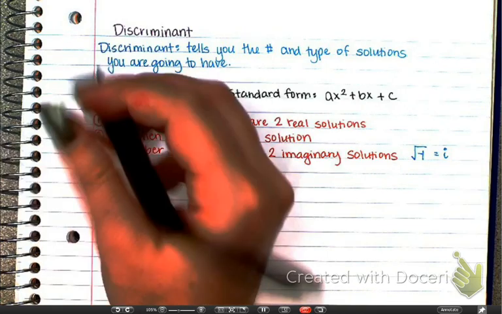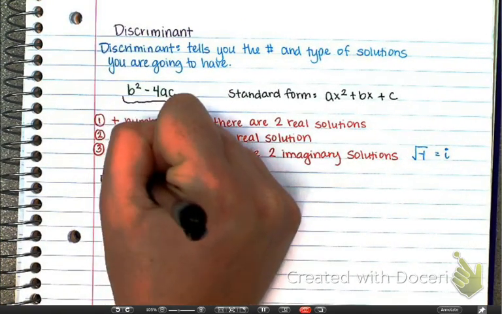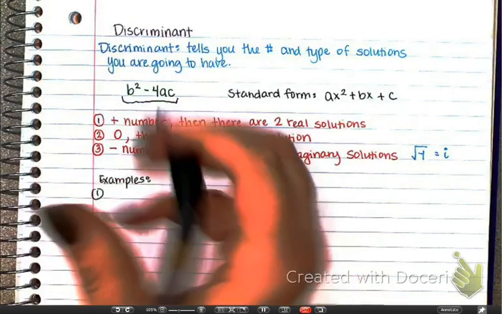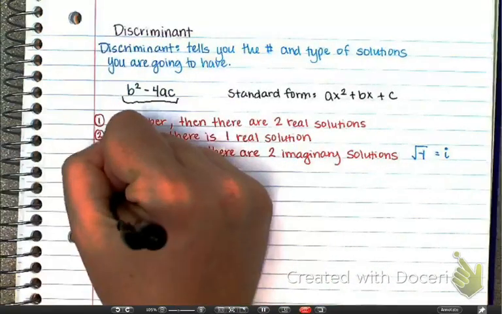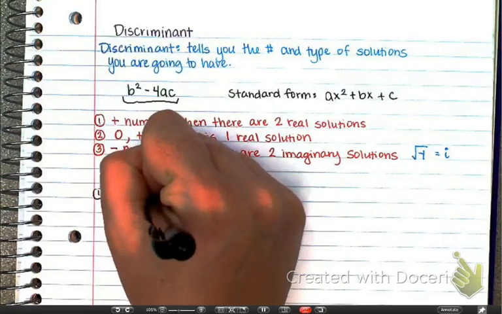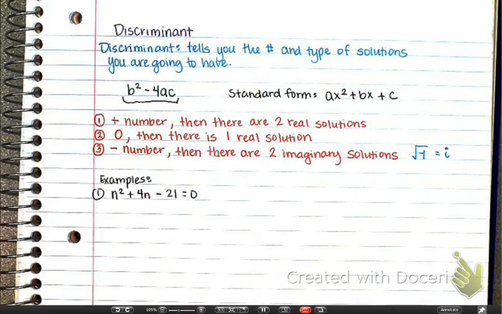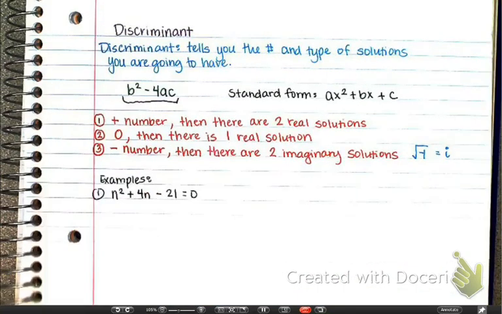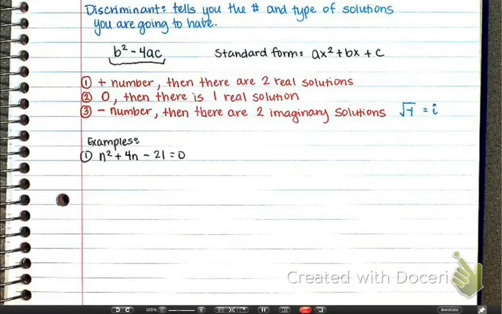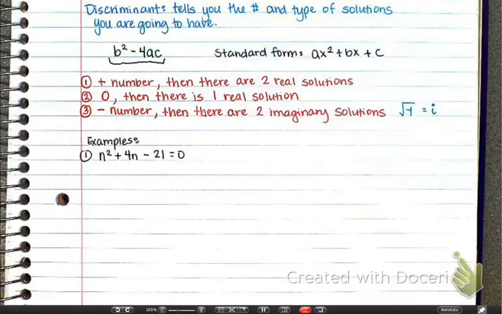Let's look at n squared plus 4n minus 21 equals 0. So we have an equation because eventually we're going to solve, but again, right now we're just determining how many solutions we have, and we're going to determine what the discriminant is. So whatever we get out of this will actually be our answer for the discriminant.